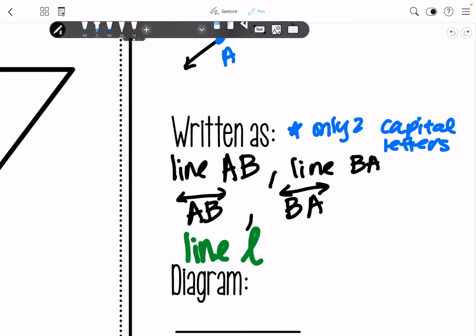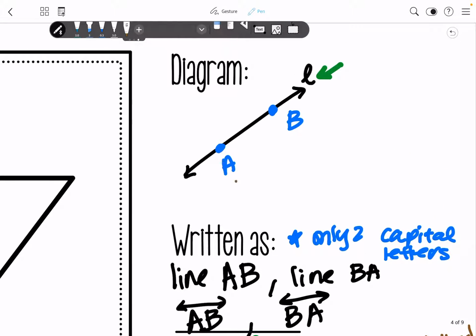So remember, you can also have just one lowercase letter. But that does not mean that you could change these into lowercase letters. You cannot call this line A. That is not appropriate. If there was an A here, then you could do that. But that is not the case.